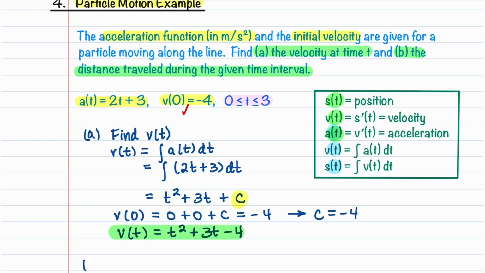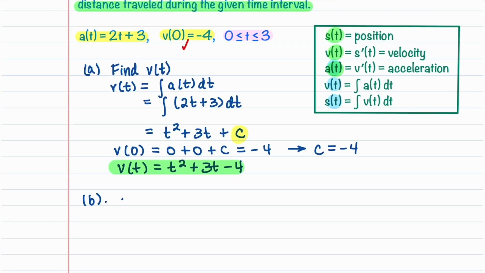Now let's look at part B. We want to find the distance traveled during the given time interval. Our distance traveled is typically noted by s, so the distance traveled is going to be s at 3 minus s at 0. That's just the distance at the end of the time interval minus the distance at the beginning of the time interval.